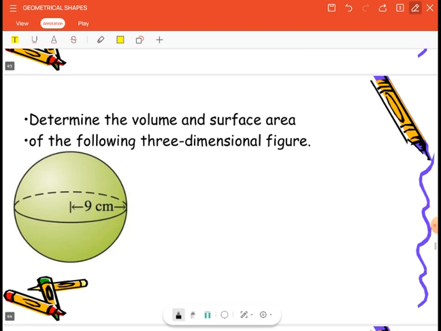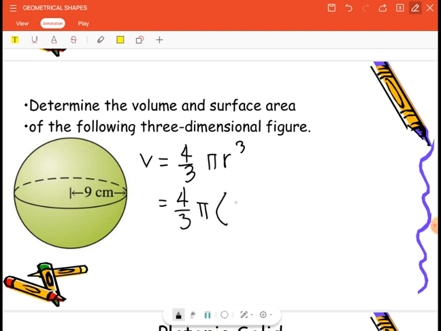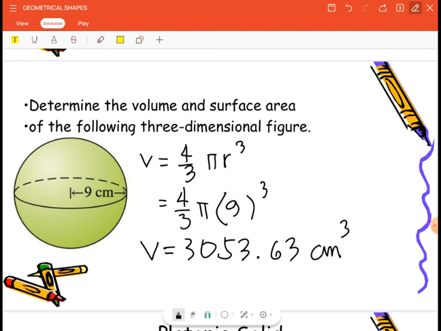Next, determine the volume and surface area of this sphere. Ito, ano? Sphere. So, ang volume nito, volume formula, would be equals to 4 over 3 pi r cube. Okay? So, 4 over 3, then pi, yung ating radius na 9, and cube. Okay? Ang volume ang ibibigay sa atin nito ay 3,053.63 centimeter cube or cubic centimeter.